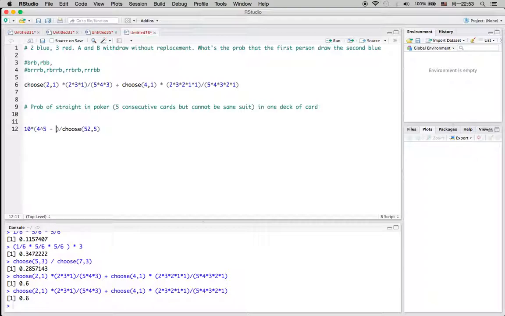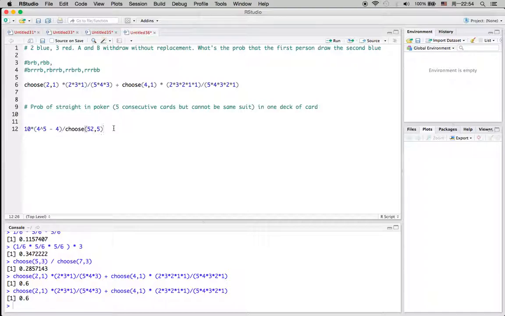However, we have to take care of the cases where all five cards are in the same suit, like ace of spades, two of spades, three of spades, four of spades, or five of spades. For each suit, there can be four cases where all the cards are the same suit for the straight. So we have to minus four, for all four suits, to make sure that we remove all the cases where all five cards have an identical suit.